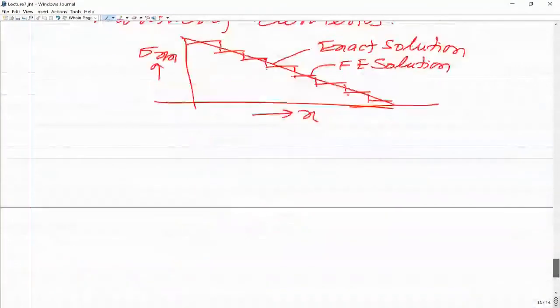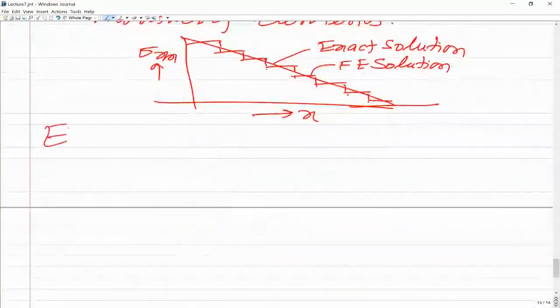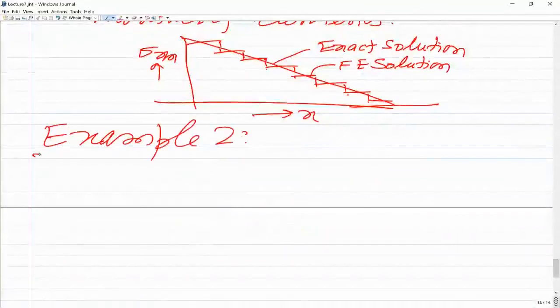So now let me take the second example, a slightly different one. Example 2 on the rod itself. Let us say that we have a rod but with variable cross section.